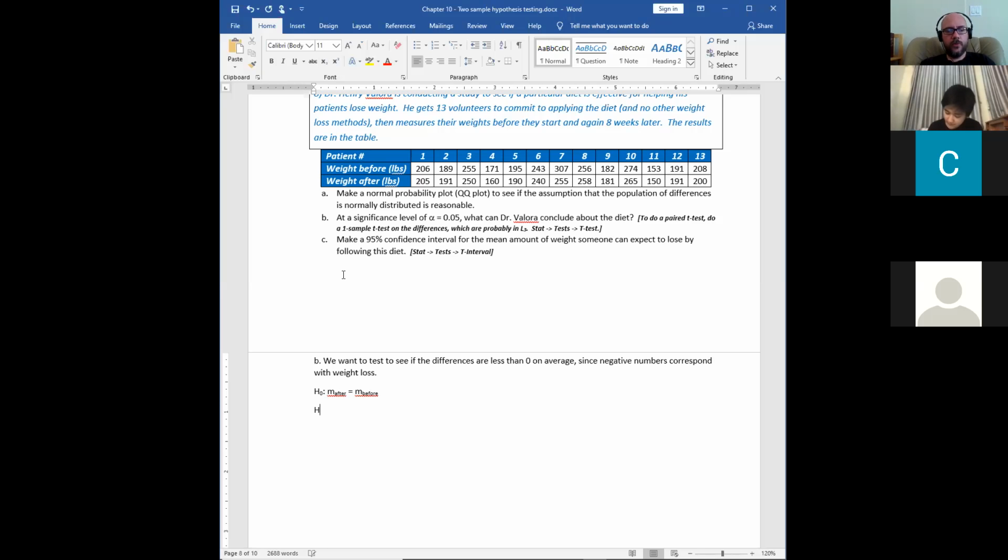And then the alternative is that mu after is less than mu before. Right. Ideally, they would have lost weight. Right. That's what we're wanting to see.